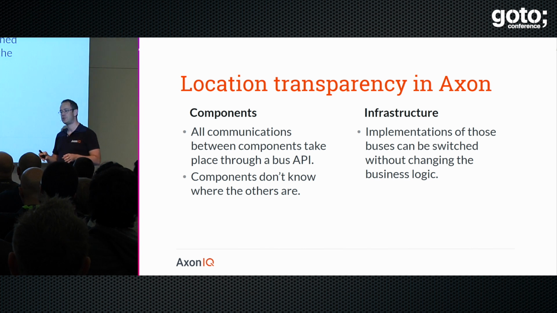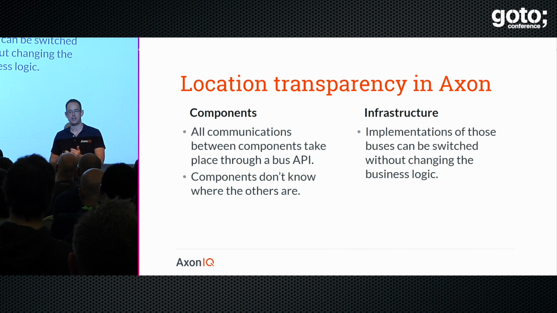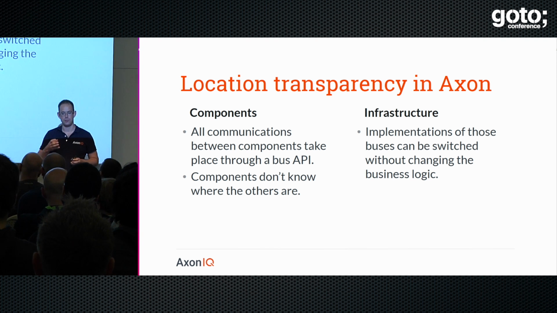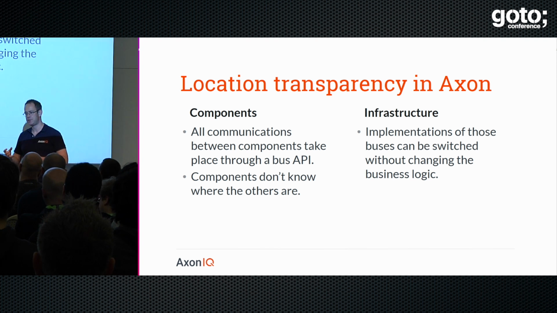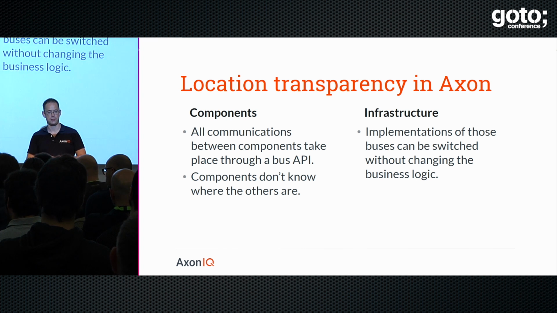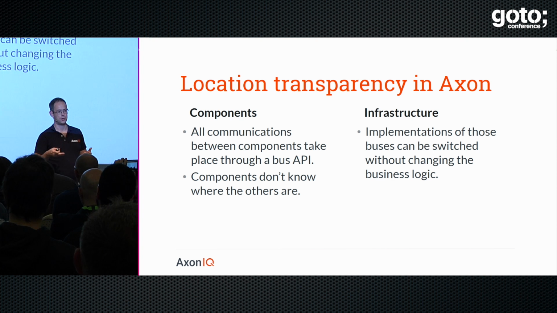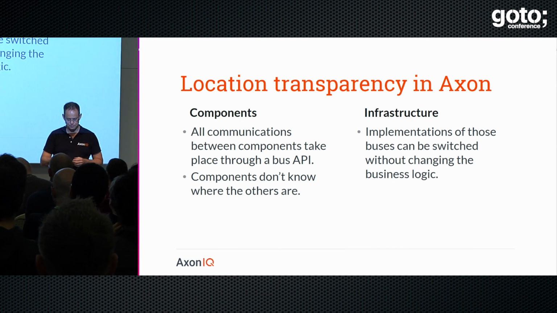Components do not make any assumptions about where other components are. And then in the Axon configuration, you can either choose a very simple implementation of those buses that just lives inside a JVM and passes all messages directly, or you can choose an implementation which actually goes over the network and goes to different systems.